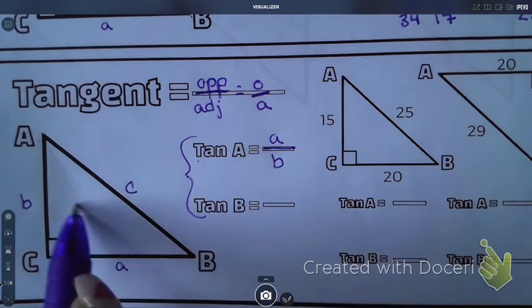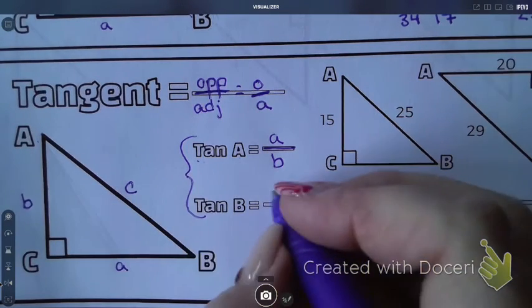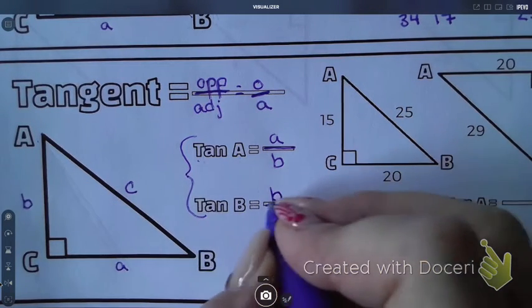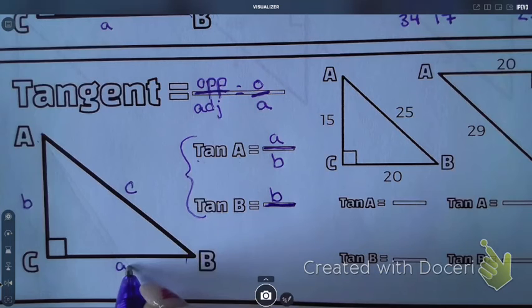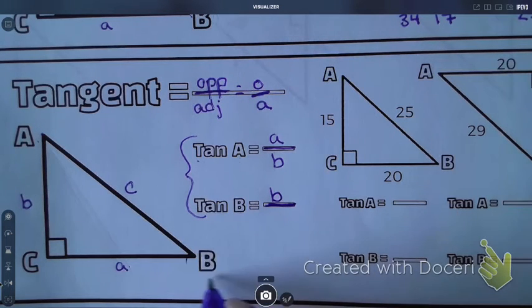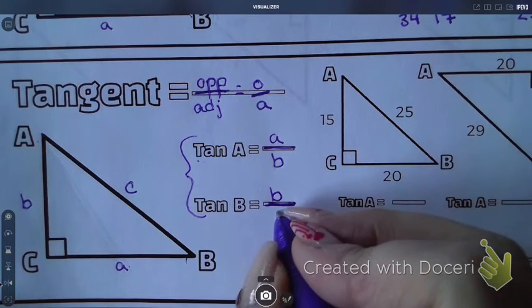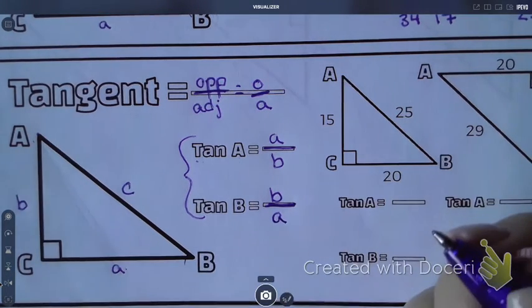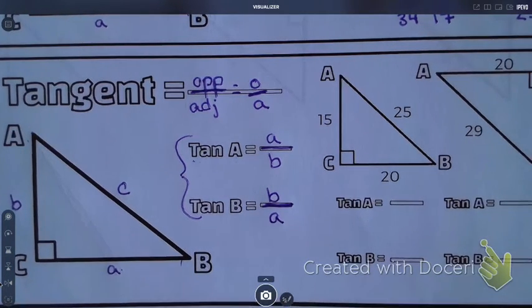Okay, so I'm on B. Opposite of B is what? Opposite of B is B. Are you good? Adjacent to B is what? Adjacent to B is what, Brian? A. C is the what? Hypotenuse. Can the hypotenuse be anything other than the hypotenuse? No.